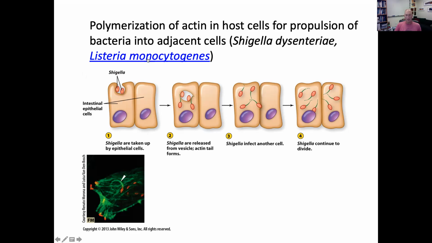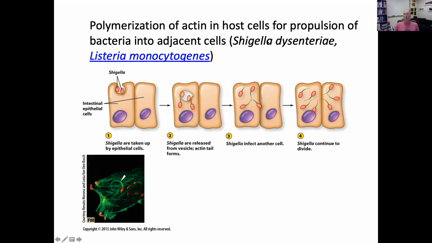Now, I'm going to show you a video of this in just a second, but the thing I want to point out to you is that Shigella dysenteriae is basically an E. coli. All Shigella are just modified E. coli, essentially. So it's a gram-negative bacteria. Listeria monocytogenes is a gram-positive bacteria. So Listeria is famous for food poisoning. Shigella more often it's waterborne, but it also is transferred in food. There was an outbreak of Shigella in San Jose a couple of years ago from salsa, I believe, in a Mexican restaurant.